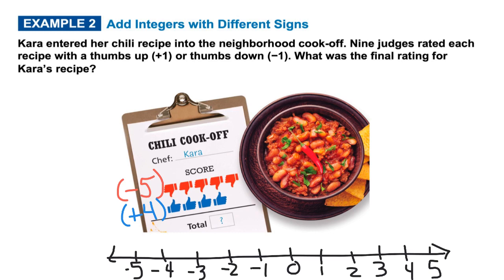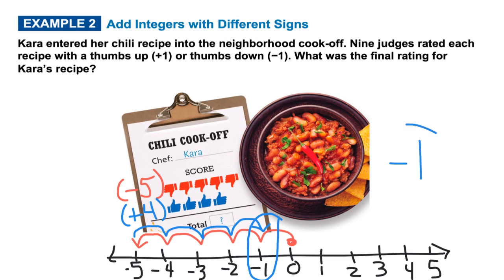All right, so let's start with the bad thumbs down. We start at home base, and we're going to go back 5 thumbs down. But then she got 4 thumbs up, so we're going to start where we ended, and we're going to go back up 1, 2, 3, 4. Her combined total was -1. She had one more negative than positive review.